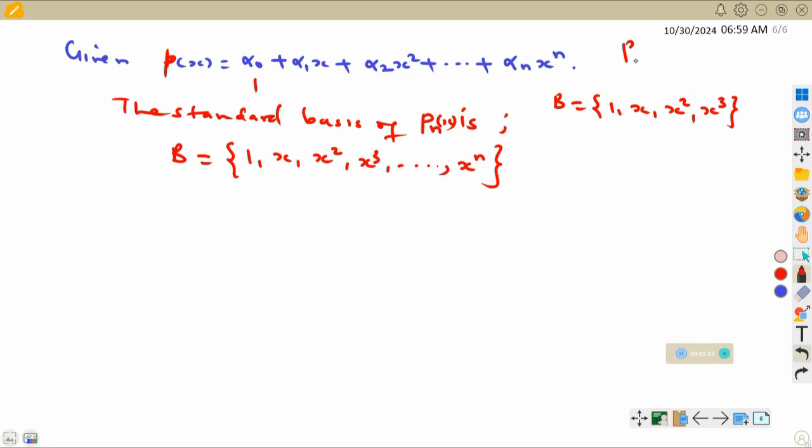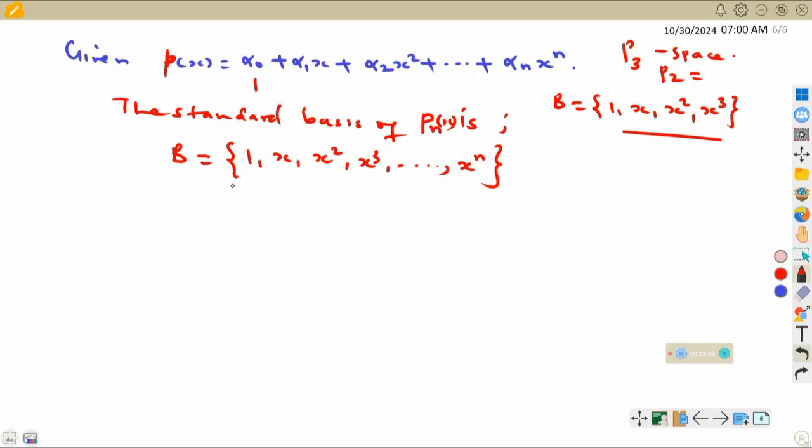P3 is the space of polynomials of degree up to 3, so its standard basis will be this. Then if we talk about P2, that is degree 2, so it should contain the elements 1, x and x squared. That will be P2, and that is the standard basis. So this is the standard basis for Pn(x).